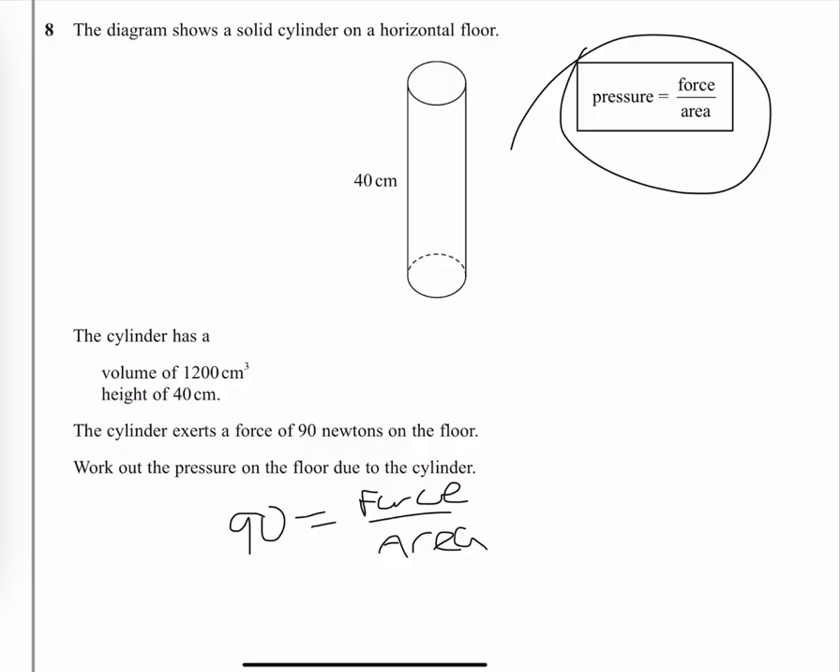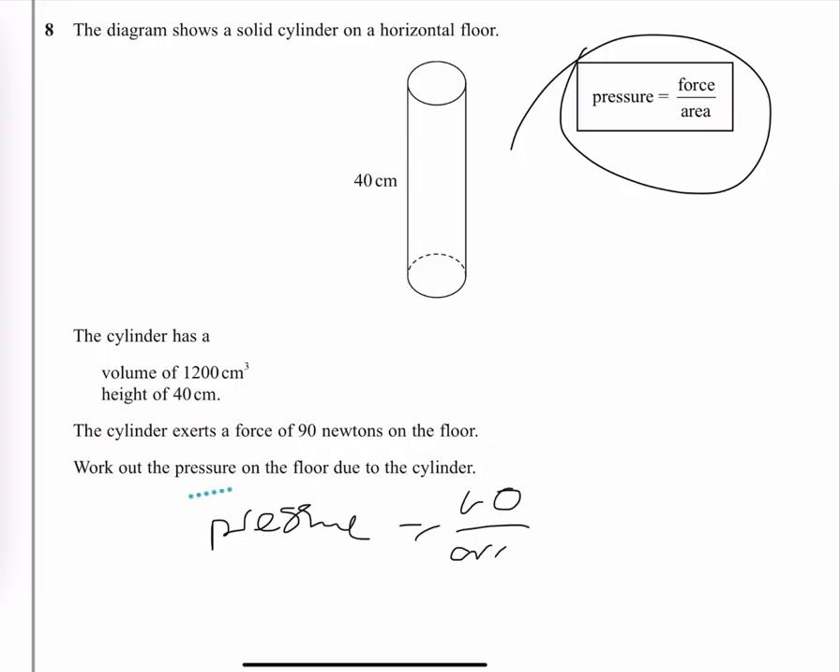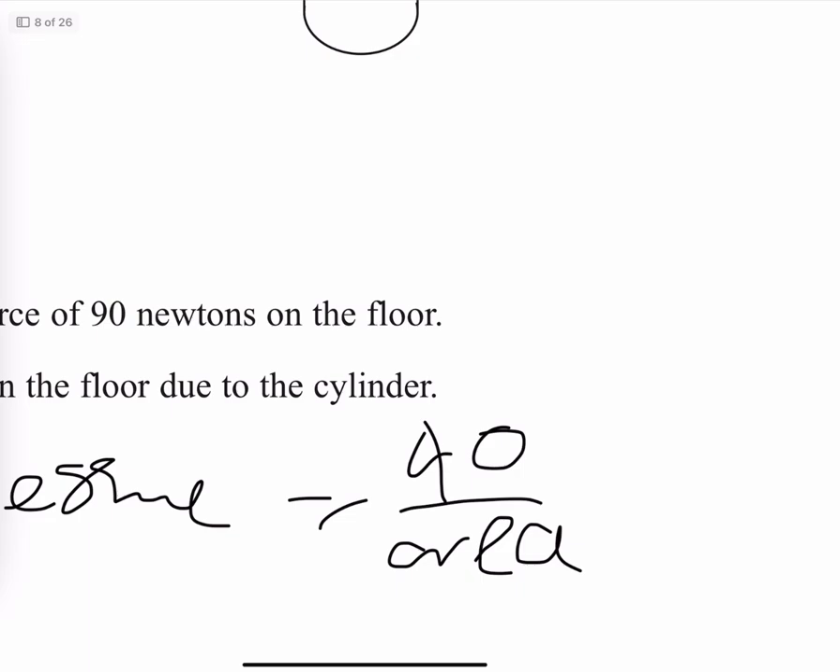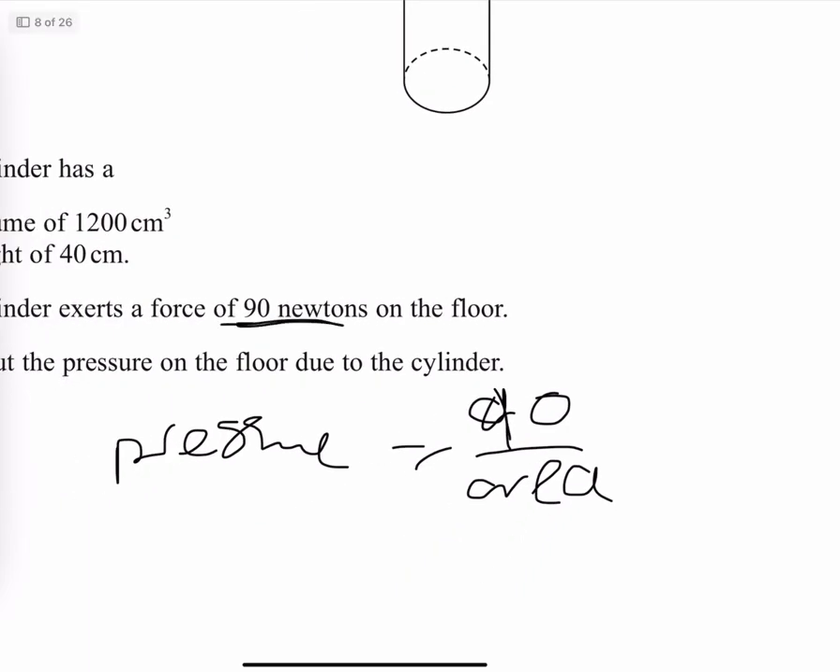Oh, sorry, no we don't. I've written that down wrong. Okay, so we have pressure, what we're looking for, equals 90 over area. Because that's a 9, not a 4. Because this is a force, yes? So we can get our area.